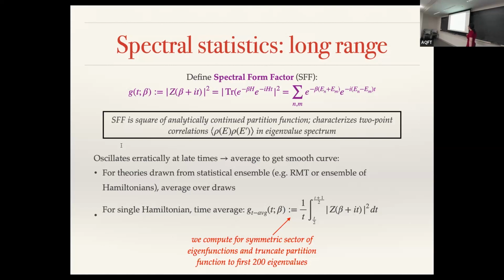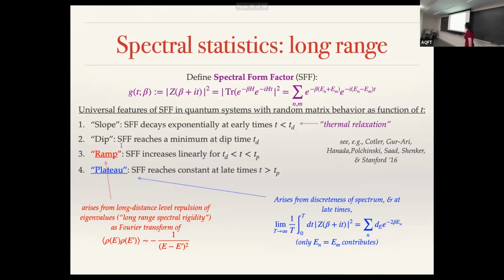And in order to get our smooth curve, we'll do this time averaging for our set of eigenfunctions in order to compute this thing. Now, physicists in both condensed matter and then more recently in the high energy community have discussed the universal behavior of this spectral form factor for quantum systems, and it's characterized by different regimes in the time parameter. There's initially a slope where it decays exponentially, and then it reaches a local minimum, and then it has a linear increase, which is called a ramp, and a plateau where at late times it becomes a constant.